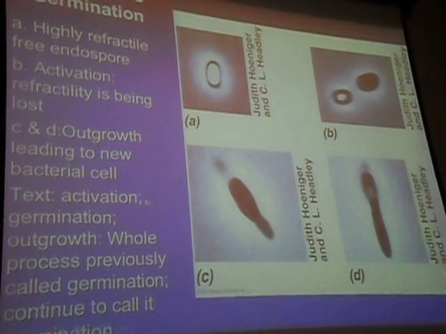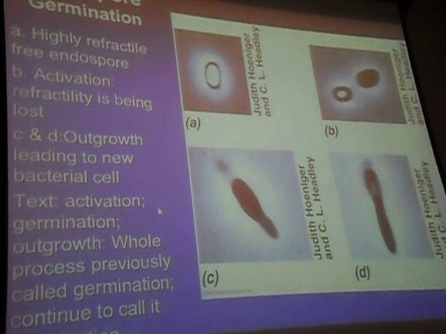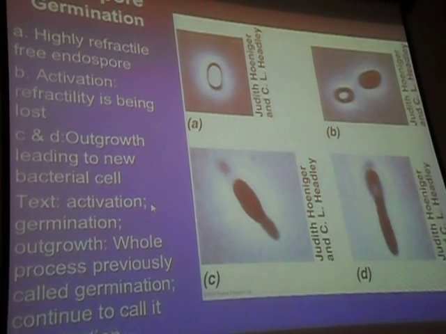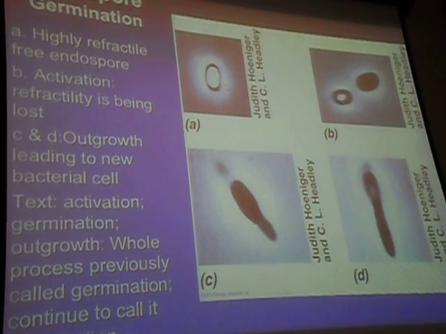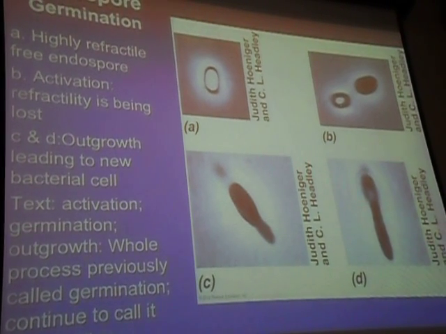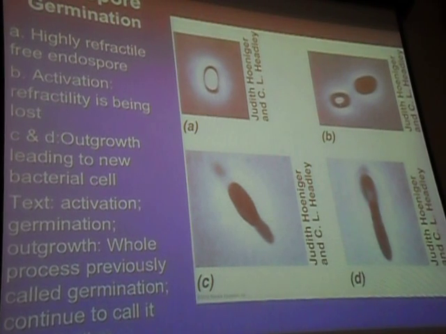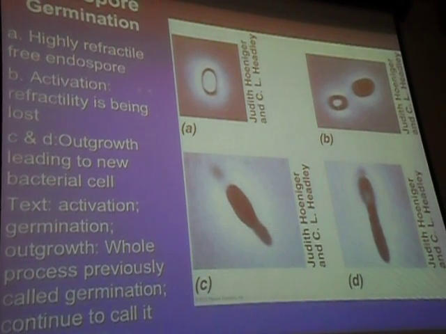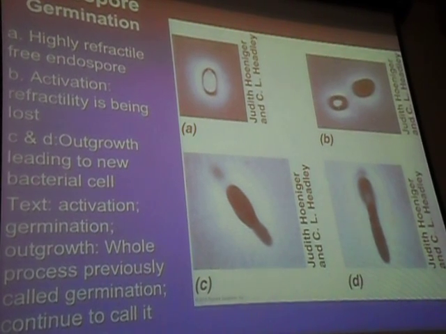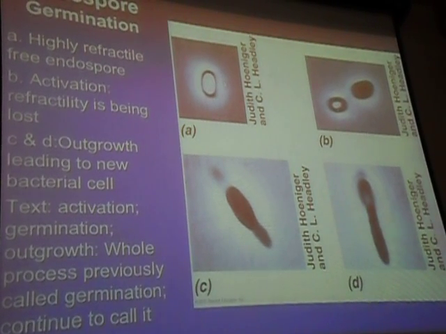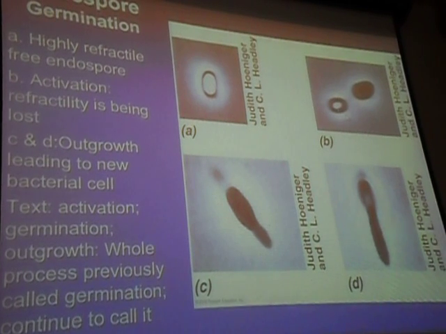Okay, these are some figures that are supposed to show you the different steps. I'm just showing you how things change with time. If you start out with a free spore, and I like to call it once again a free endospore, okay? It's going to be highly refractile. That's phase contrast, okay? And you see how highly refractile it is in comparison to this one.